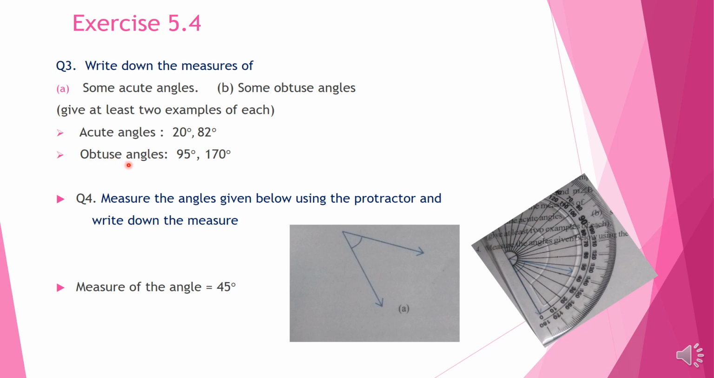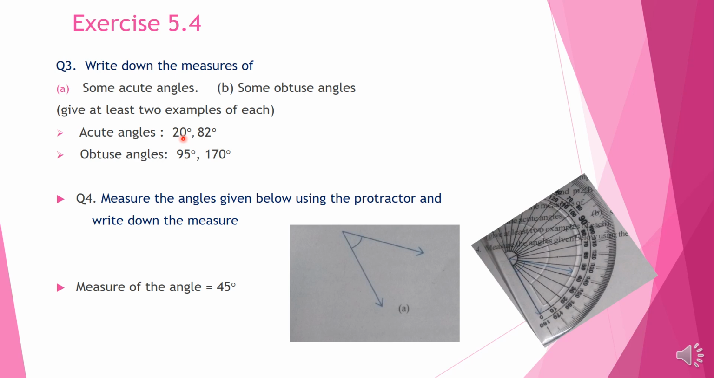Here, I give you examples 95 degree and 170 degree. So then you can give any example of your own, and the number should be between 90 degree and 180 degree. Okay, because obtuse angle, you know, it is less than straight angle and greater than right angle, and acute angle is less than right angle.